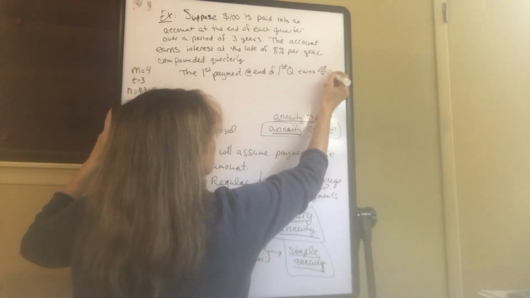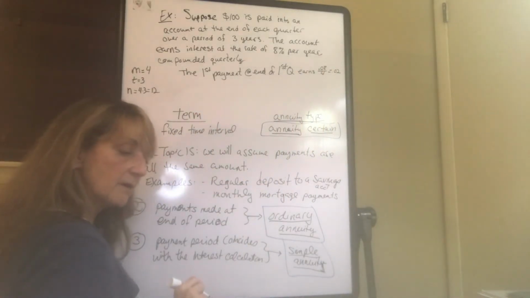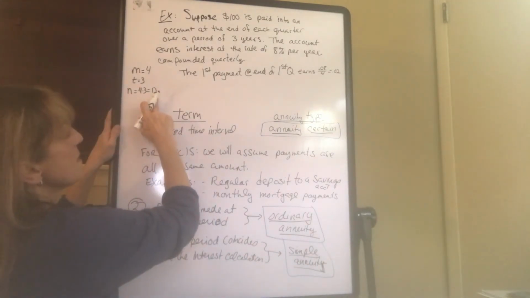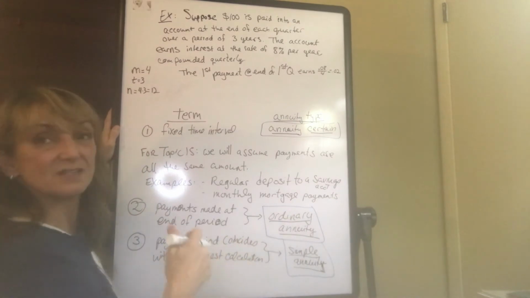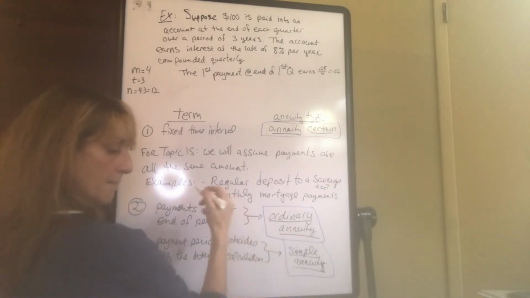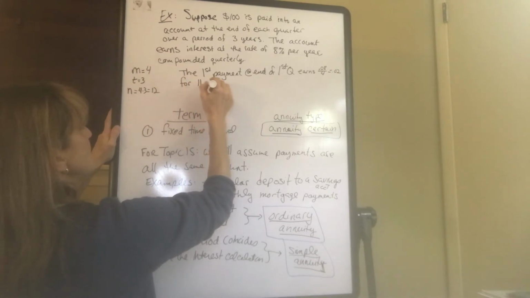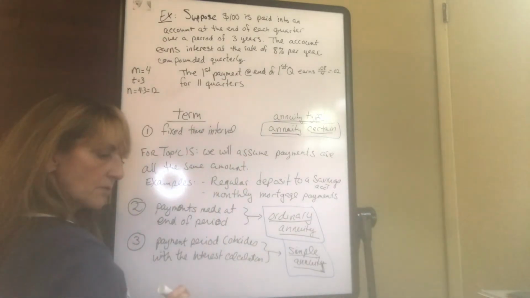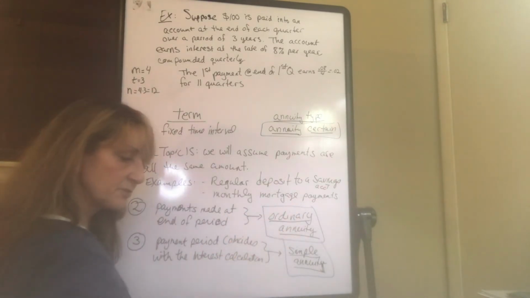It earns 0.08 divided by 4, which is equal to 0.02. That's the interest rate applied for the quarter. There's a total of 12 quarters, but this payment goes into the account at the end of the first quarter, so it's going to accrue interest for 11 more quarters. It earns 0.02 for 11 quarters, because there was a total of 12, and we put it in at the end of the first one. So the first one's gone, and now there's 11 left.